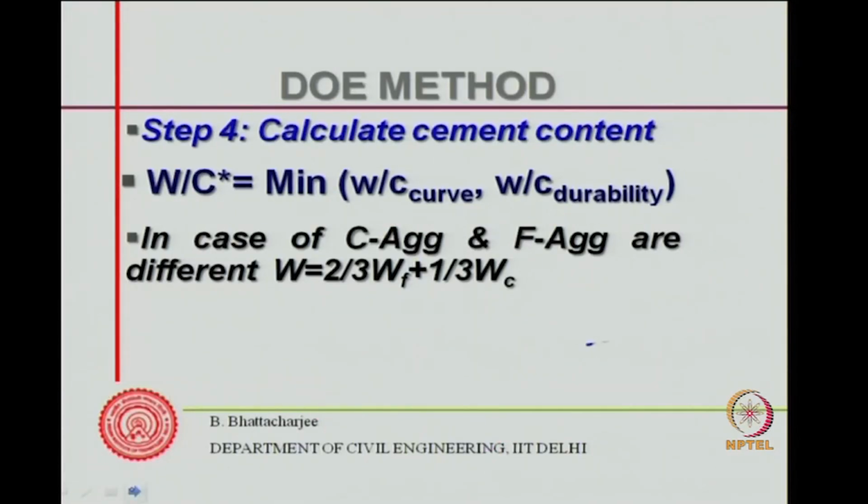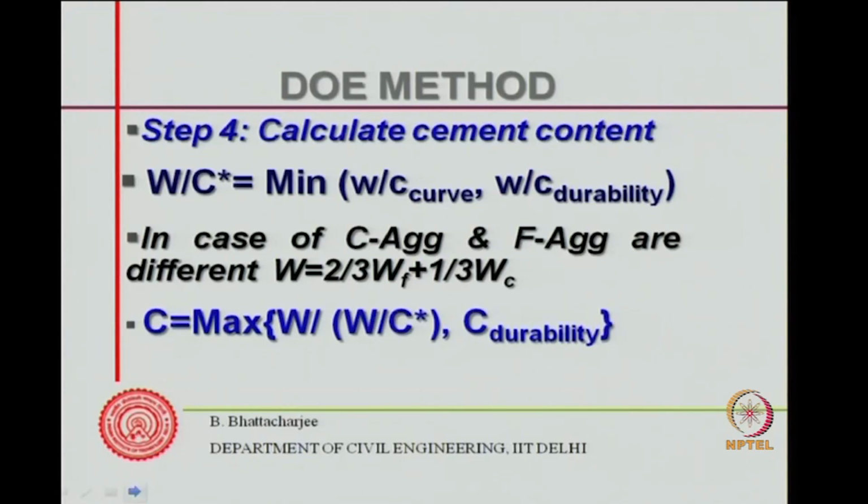So the water cement ratio in our case would now actually be 0.45 if you go from that figure, and the cement content will be the maximum of the water content divided by the water cement ratio, which is 0.45, and in this case the water content was 225 or 195, and C from durability, which is 300 kg. So whichever is higher, you take that.